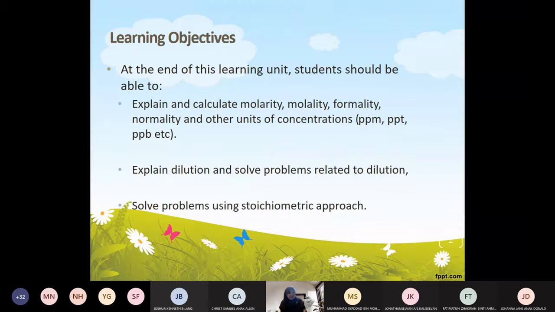So these are the learning objectives that you should be able to accomplish. Awak kena pandai explain, kena pandai hitung molarity, formality, normality and other units of concentration. So we have covered a slight introduction of this in learning unit 1. Explaining dilution, and then solve problems related to dilution, and then solving problems using the stoichiometric approach.